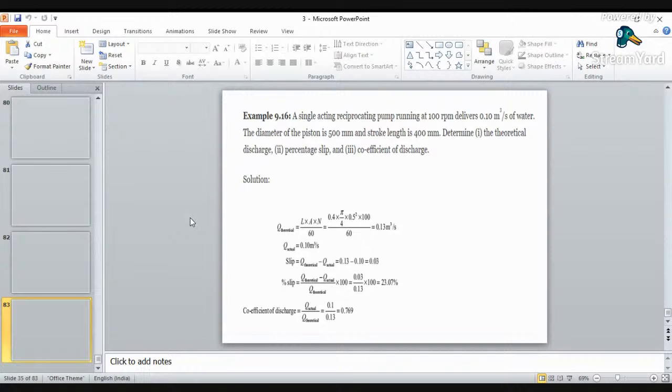Then you have to find out the coefficient of discharge. Coefficient of discharge is Q actual by Q theoretical. Q actual is given to you as 0.1 and Q theoretical is 0.13. So your coefficient of discharge is 0.769. If you are having a higher amount of losses, then definitely your coefficient of discharge will be on the lower side. If you are getting a coefficient of discharge greater than 0.8 or 0.9, then it means your pump or your machinery is working well, behaving well.